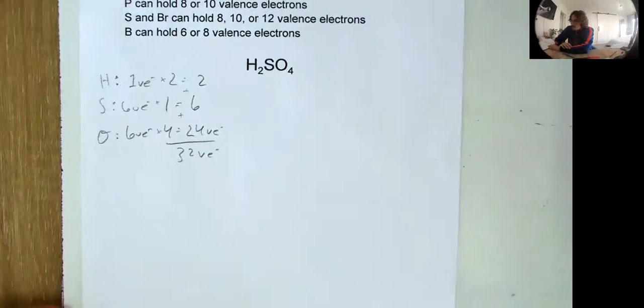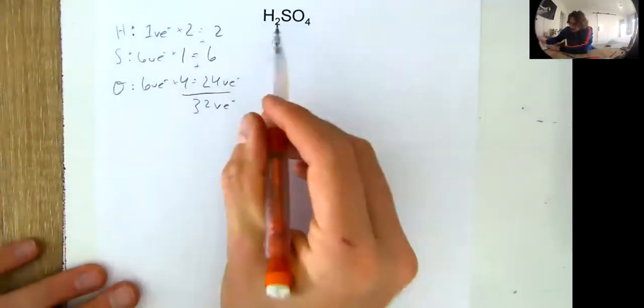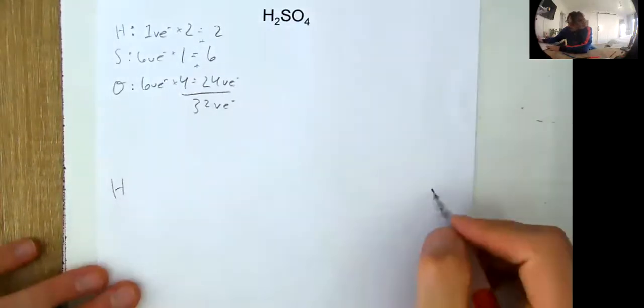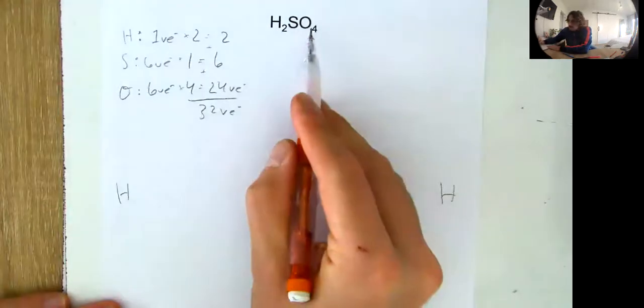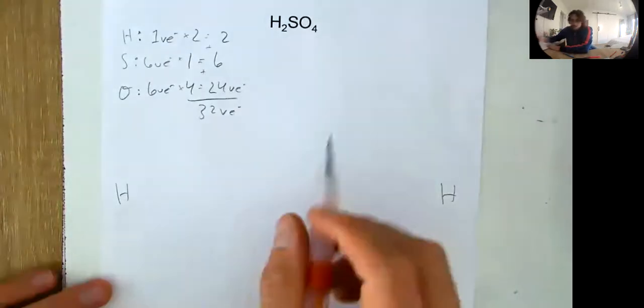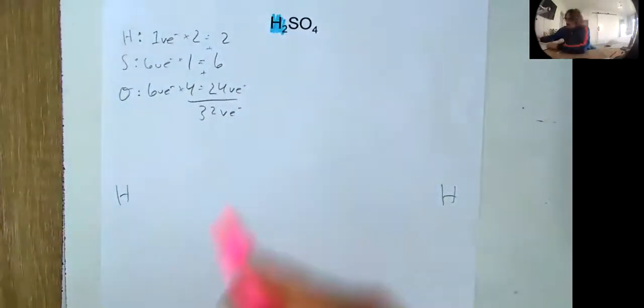Okay, next step is to draw the skeleton. So how are you going to set this up? Well, hydrogens go on the outside. Boom. Hydrogens go way on the outside. Then the oxygens, and then the sulfur is in the middle. So you kind of see it's built like this. The molecule is set up like this.